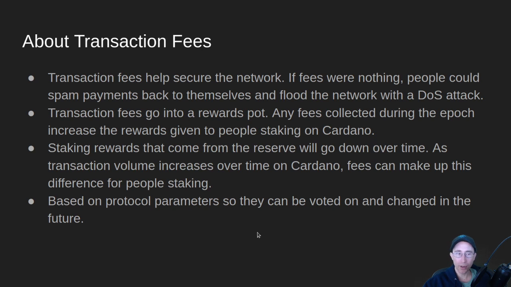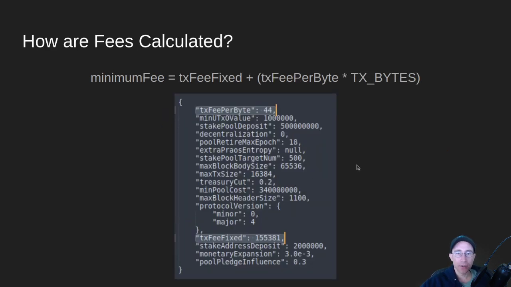The other important point is that the fees are not static. They're based on protocol parameters. They can be voted on by the community and changed in the future. So as the price of ADA rises, we can lower transaction fees if that makes sense to match. There's also been some talk about changing this formula in the future so that it's based on some basket of currencies or some US dollar amount, so that we don't always have to be changing these parameters. But I'm going to go over what the parameters are today, and we will talk about the future maybe in the future.